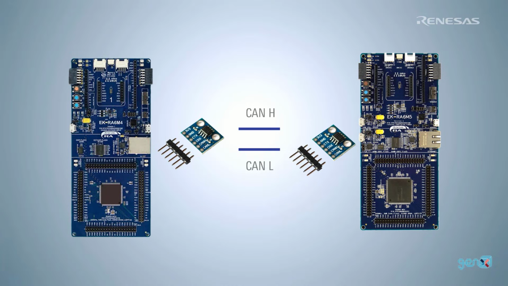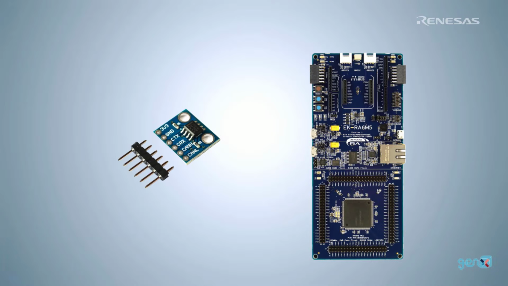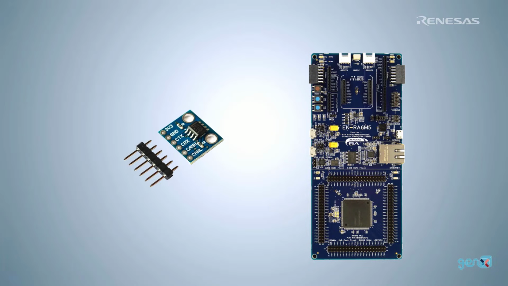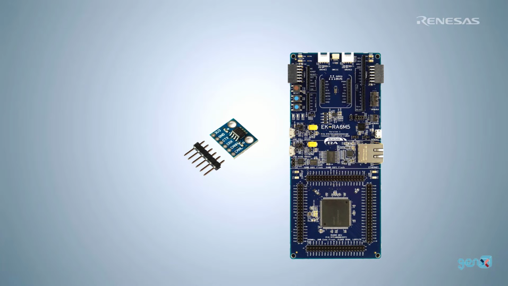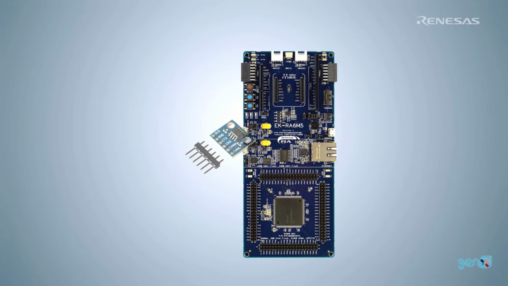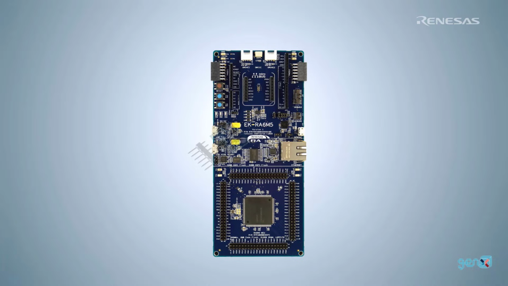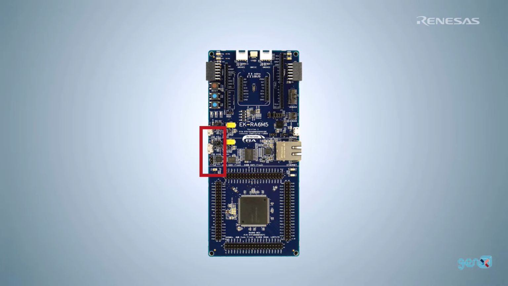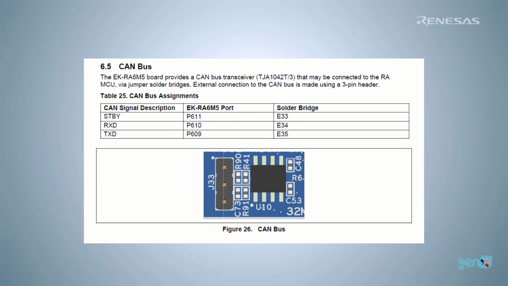We saw that the RA6M4 requires an external transceiver to connect to the CAN bus. The same configuration applies to the RA6M5 as well. However, the EKRA6M5 includes an integrated CAN transceiver, allowing it to connect directly to the CAN bus via the CAN H and CAN L lines.